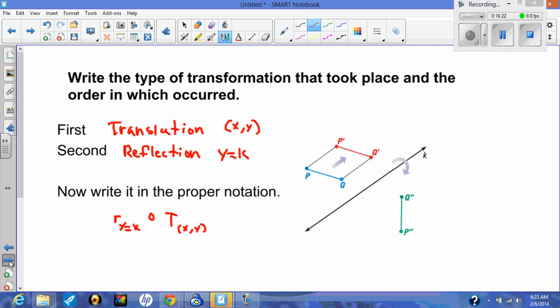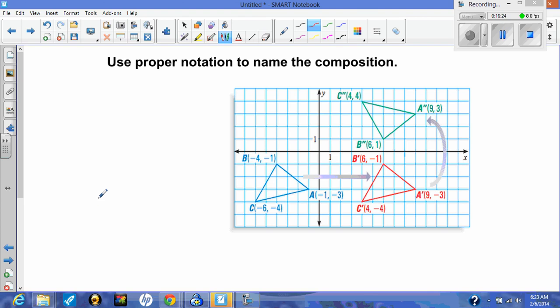Okay, moving on, we're going to now use some actual numbers. So we have a shape here, and our image is going to be the blue image, and we're going to follow the arrows and try and decide what the transformation is. Is it a rotation, a reflection, or a translation? And then we're going to write it in proper notation.